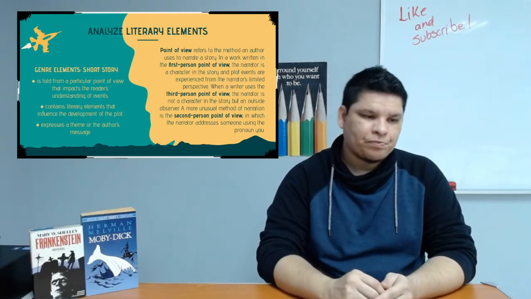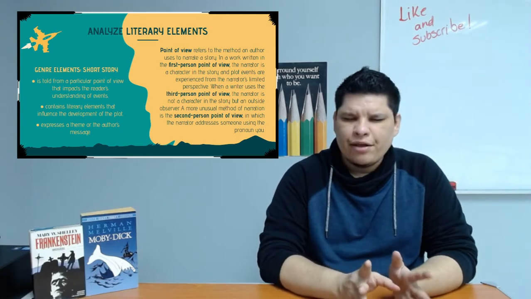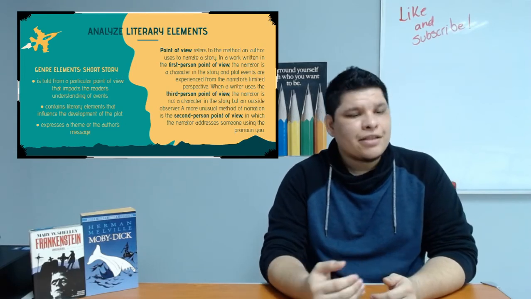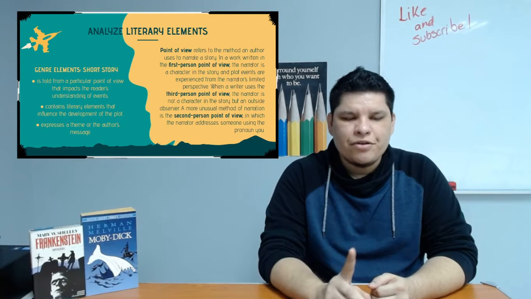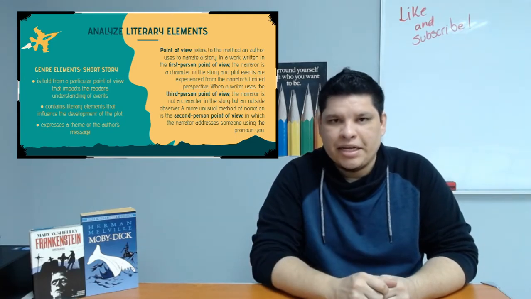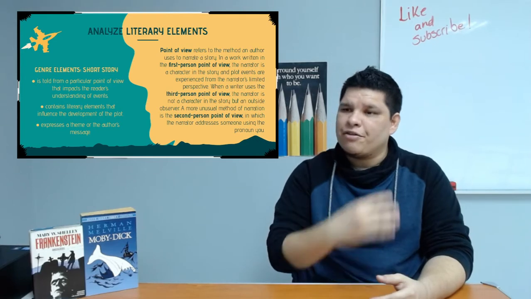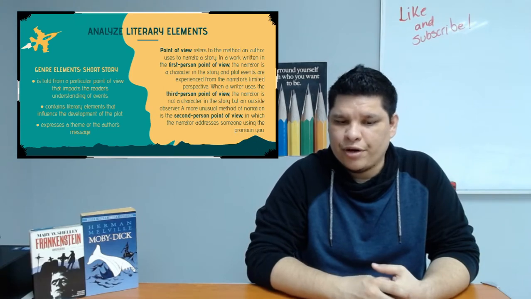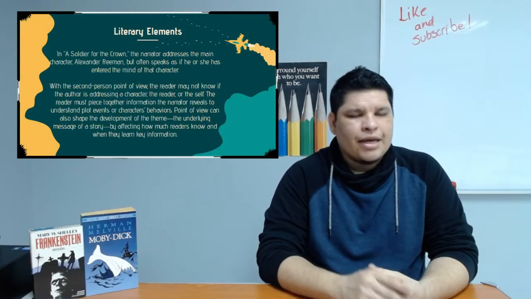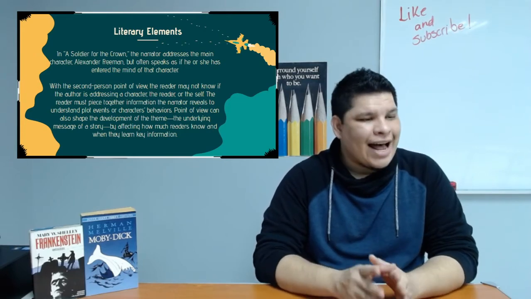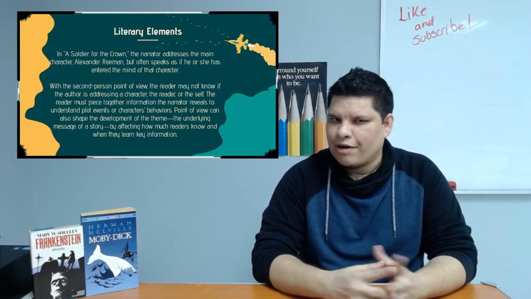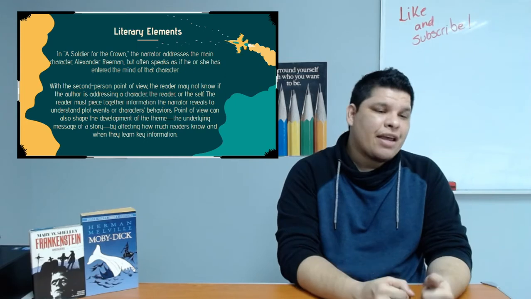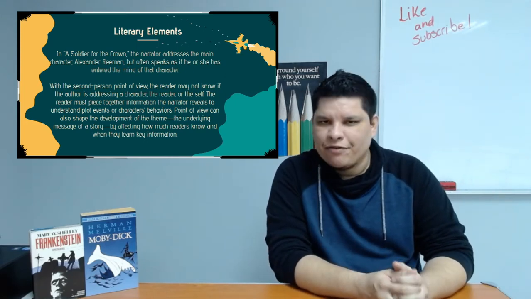sequence of events. Now, a more unusual method of narration is the second person point of view. In this, the narrator addresses someone using the pronoun you. It's maybe talking to you as a reader, or maybe talking to a different character or a different person from the story. Let's see a little bit more. In A Soldier for the Crown, the narrator addresses the main character. Weird, right? Alexander Freeman, but often speaks as if he or she has entered the mind of the character.